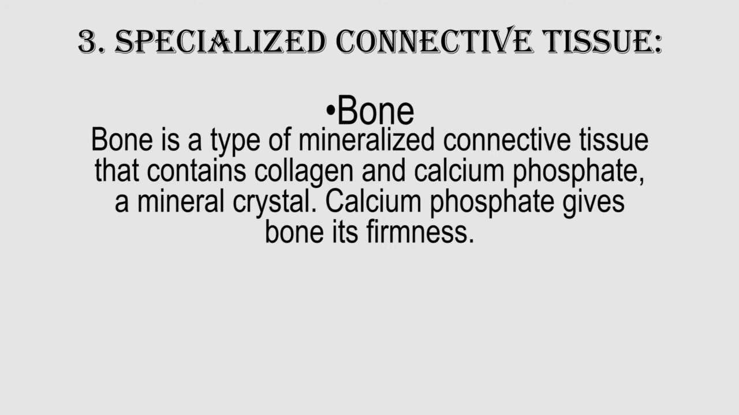Bone. Bone is a type of mineralized connective tissue that contains collagen and calcium phosphate, a mineral crystal. Calcium phosphate gives bone its firmness.